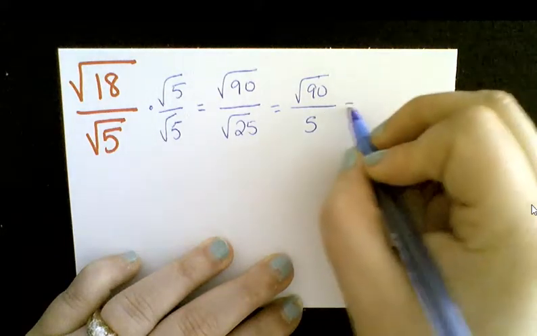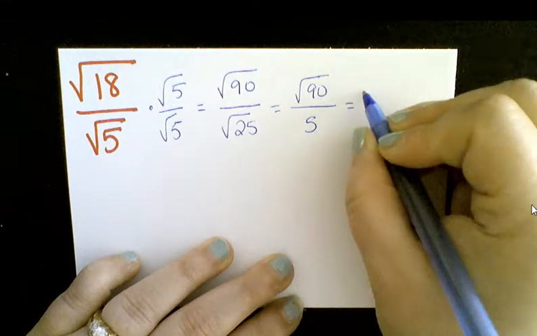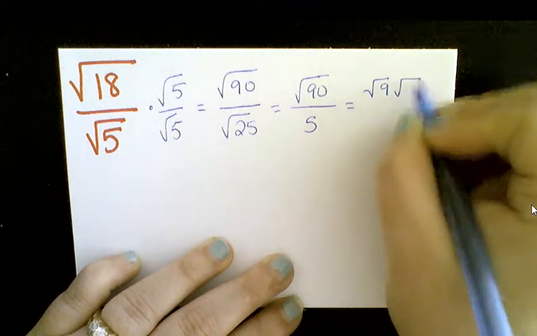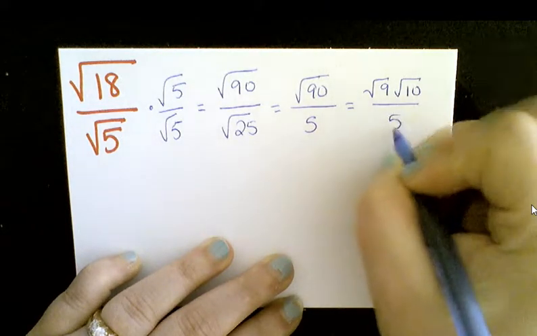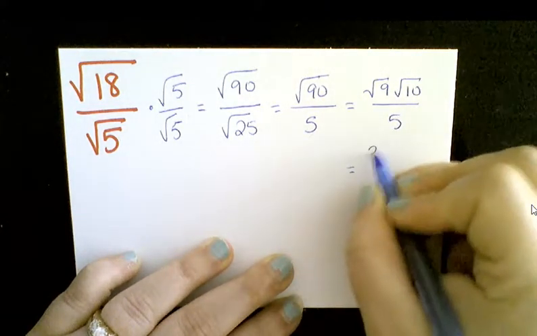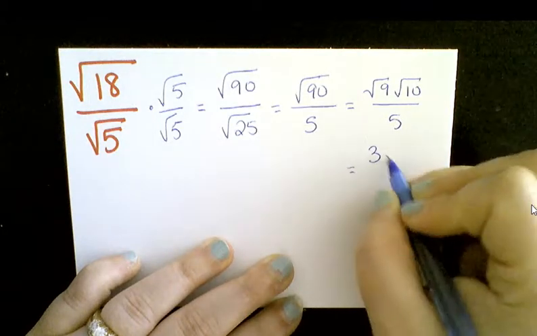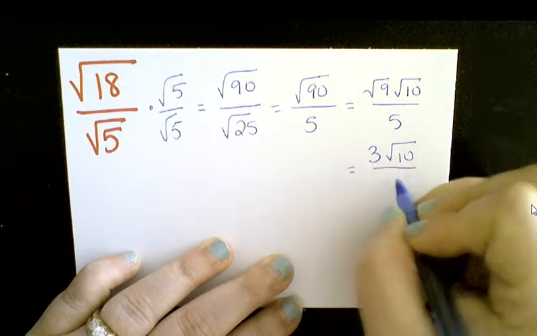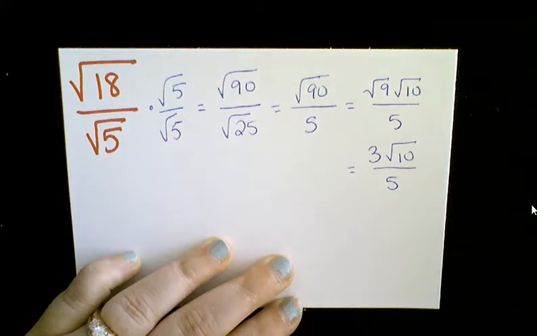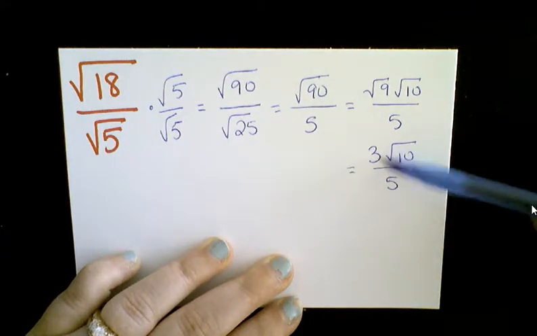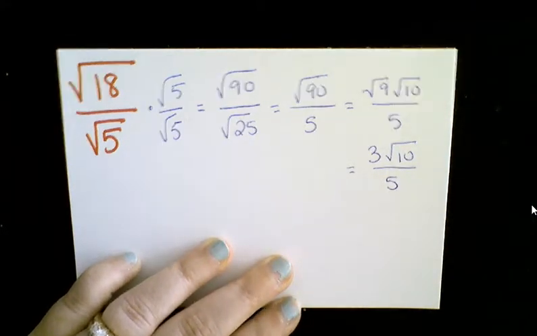We can't just leave this 90 though, because it can be simplified. That would be the square root of 9 times the square root of 10. And then the square root of 9 is a perfect square, so it would come out as a 3. So we have 3 radical 10 over 5. And again, if these numbers could be divided, we would simplify those.